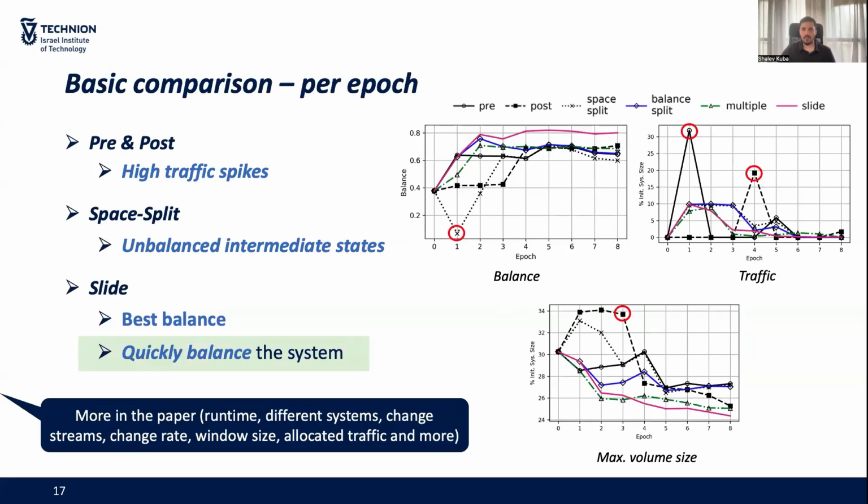Here, we show the same experiment in a per-epoch view. As expected, pre and post produce high traffic spikes in the first and the last epoch, respectively. Post yields the highest max volume size because it executes migration only in the final epoch of a window. Space split starts highly unbalanced, improves gradually but ends up with the lowest final balance. Slide quickly stabilizes the system and maintains that advantage across all epochs. More experiments covering different systems, change streams, change rates, and more appear in the paper.